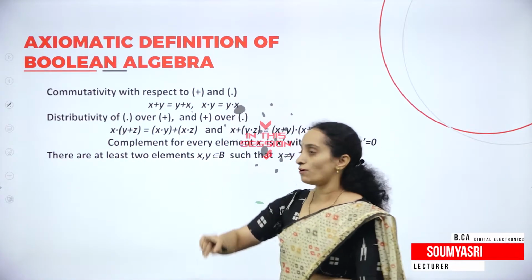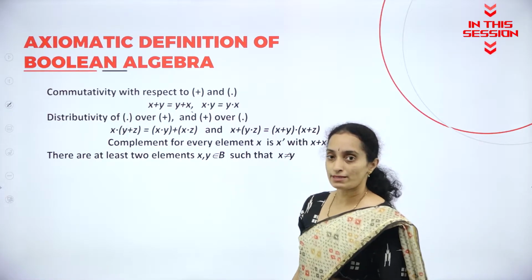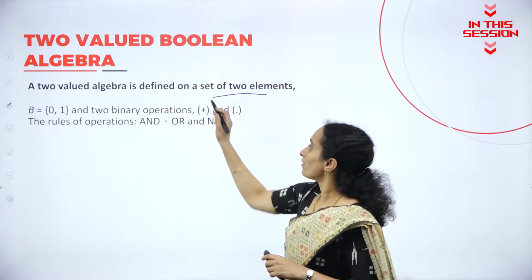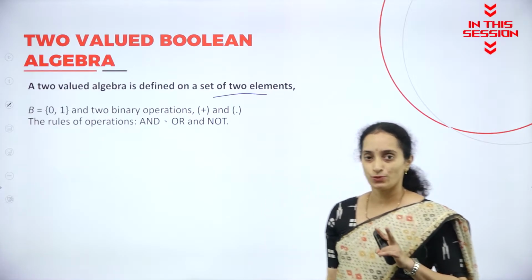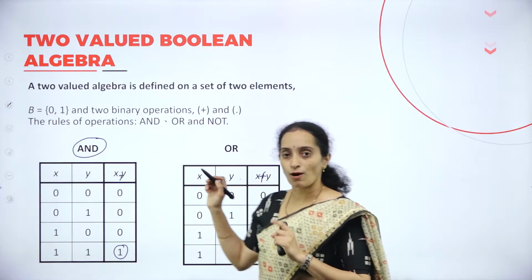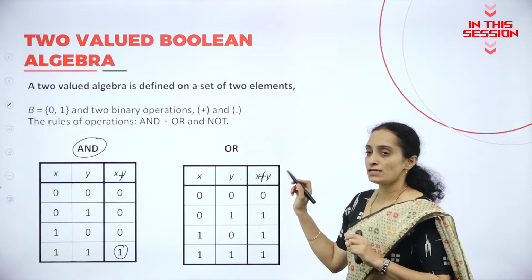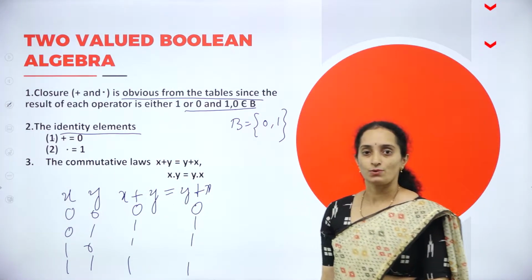Distributivity law of multiplication over plus and plus over multiplication. Algebra is defined on a set of two elements. Okay, again we need two elements. The multiplication operator represents the AND operation, whereas the addition operator represents the OR operation. X plus y is equal to y plus x.